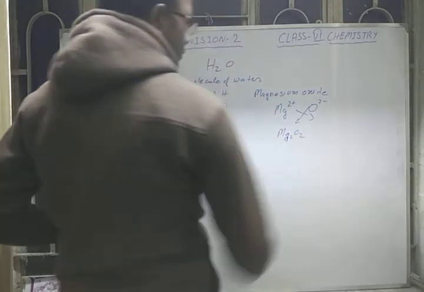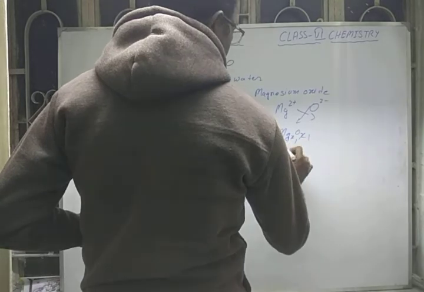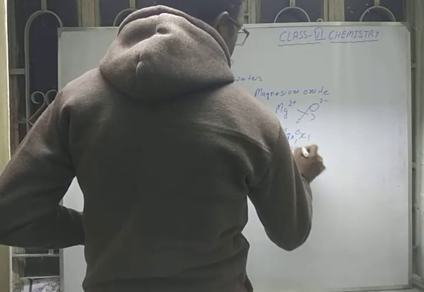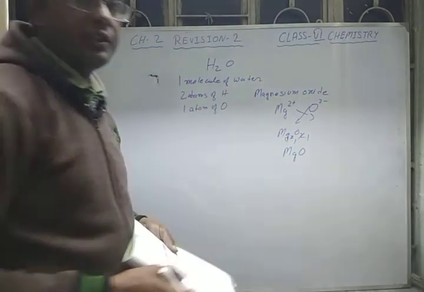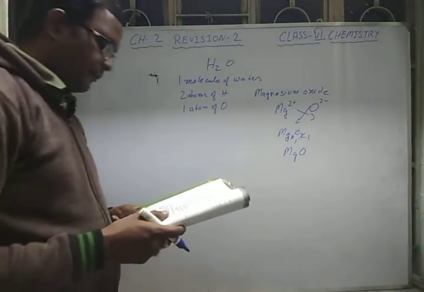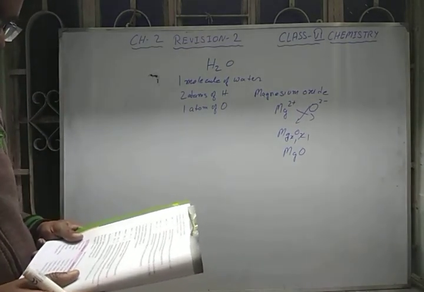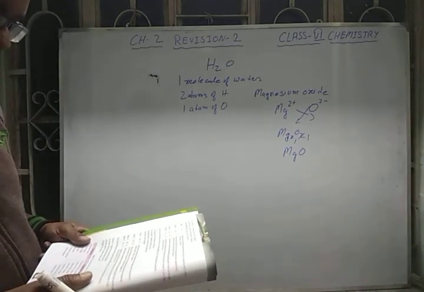Now both have two atoms with a common factor, so they can be cancelled. Ultimately the formula of magnesium oxide is MgO. In this way you can write the chemical formula of any compound if you want to write.